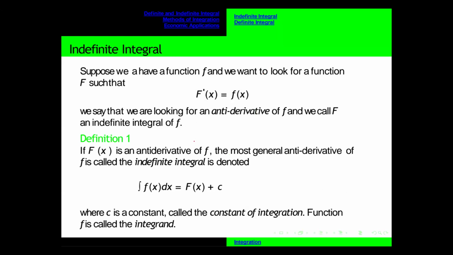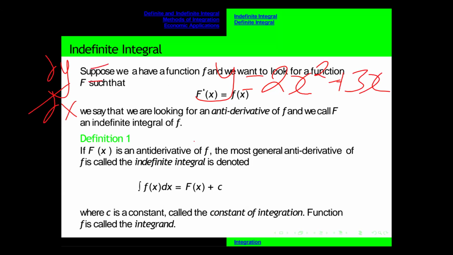Let's say we have a function y is equal to 2x squared plus 3x. We want to find the derivative. Let's differentiate this function. What's the derivative of the function using the power rule? We have 4x plus 3. This is the dy over dx.